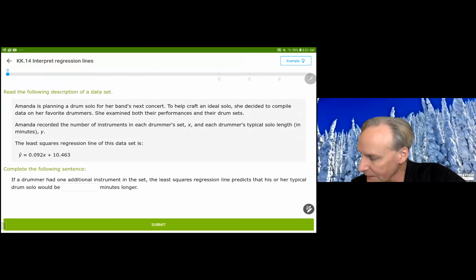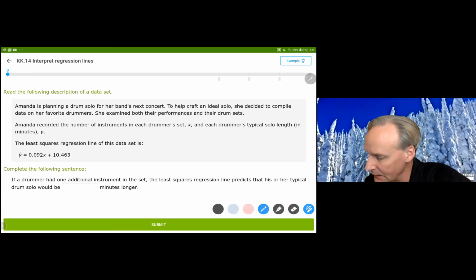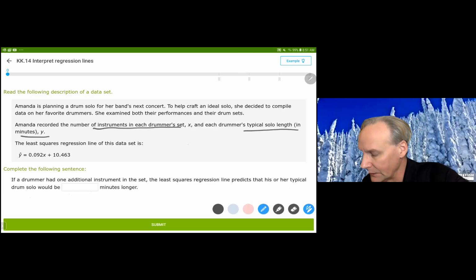It says Amanda recorded the number of instruments in each drummer's set and each drummer's typical solo length. So what she's suggesting is that there is a relationship between how many drums they have in their set versus how long their typical solo lasts, because clearly they probably need more drums to have their solo last longer. If a drummer has one additional instrument in the set, the typical drum solo would be how many minutes longer? All right, so what we want to do is look at the slope.